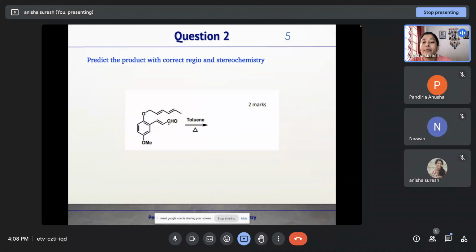So here the starting material is given and it is subjected to thermal condition. So what will be the reaction that it will undergo and what will be the product that we will get? We have to work it out. There are no options given in this question. So what sort of reaction will be taking place here? Is it a 2 plus 2 cycloaddition or a Diels-Alder reaction? Hello? Is anyone there?